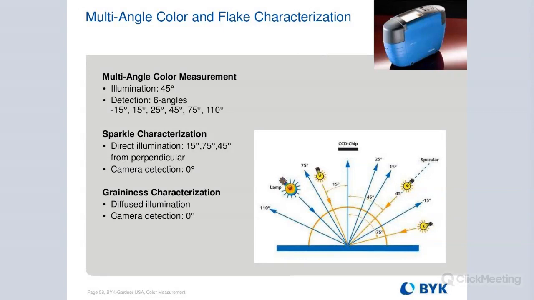Another question, how can I use the BYK Mac to help with formulation? There has been some work done by different companies where they've done these concentration ladders for different pigments, and they look at how those ladders impact sparkle intensity and sparkle area. The intensity is going to be more affected by the type of pigment, where the area is more affected by how much of that pigment is in a given formula. That's kind of a starting point to help see where you are in sparkle space, in addition to color.